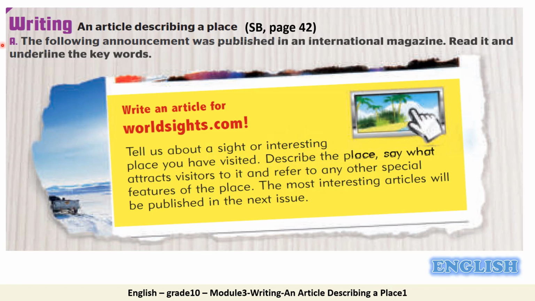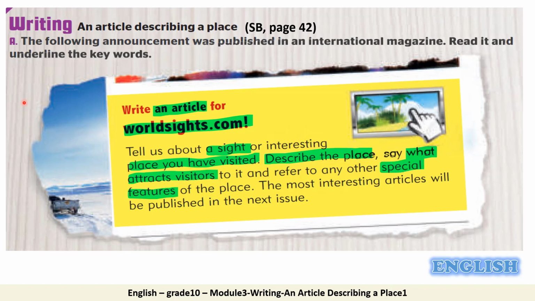Now, dear students, open your student book, page 42, the writing section, activity A. The following announcement was published in an international magazine. Read it and underline the keywords. Pause the video and complete the task. Yes, let's check the words you have underlined. Excellent. An article is a keyword. Also, word sites. Again, we have a site. Also, you have to underline a place you have visited and describe the place. Also, what attracts visitors and special features of the place. Good job.